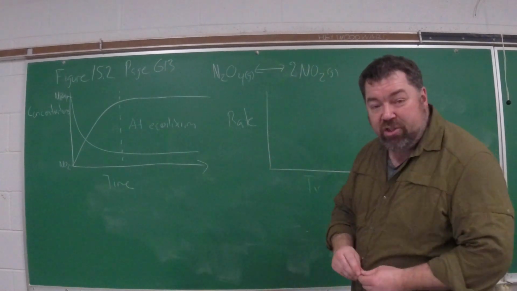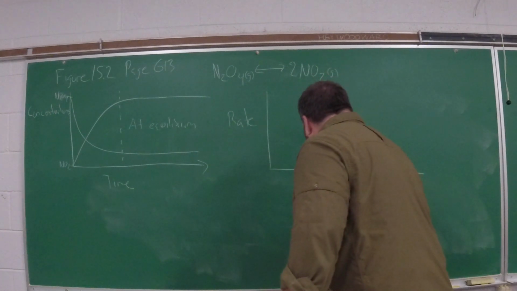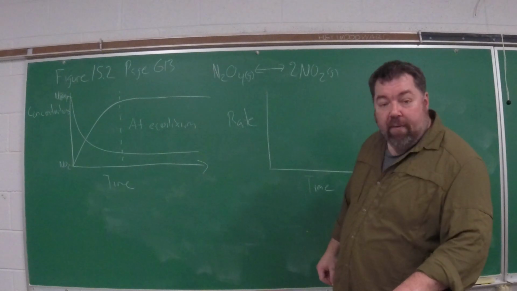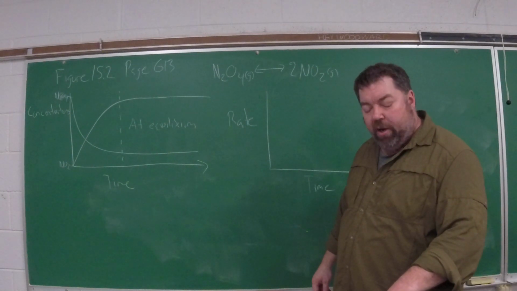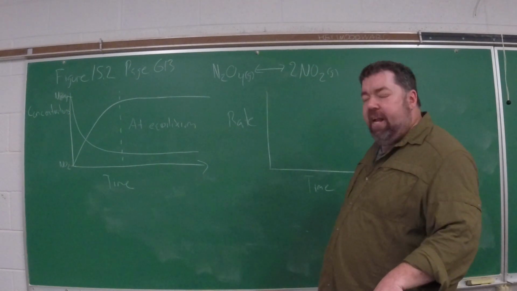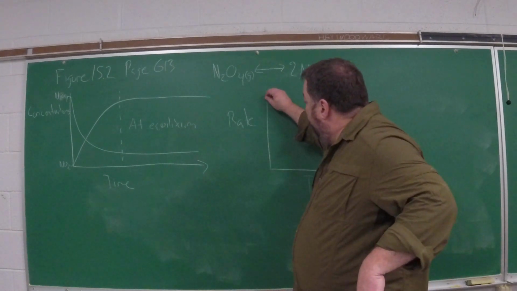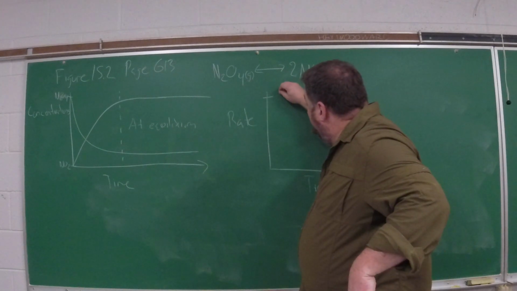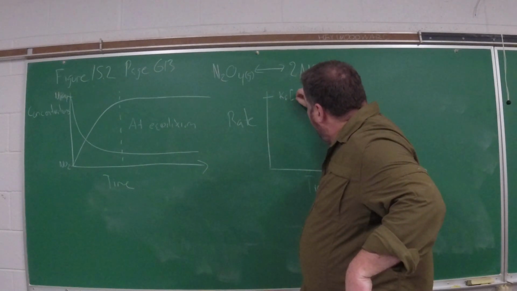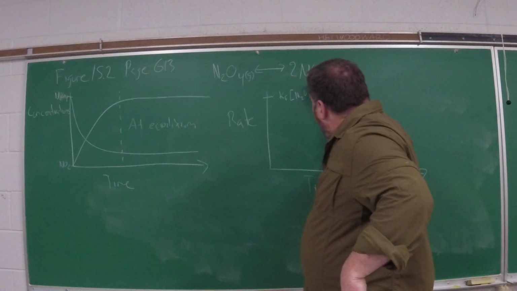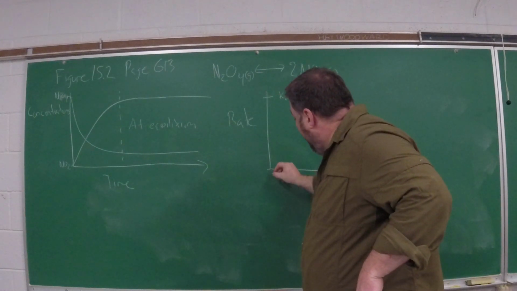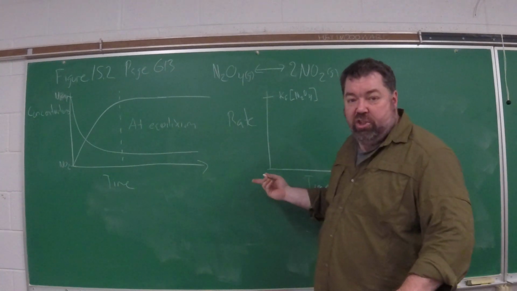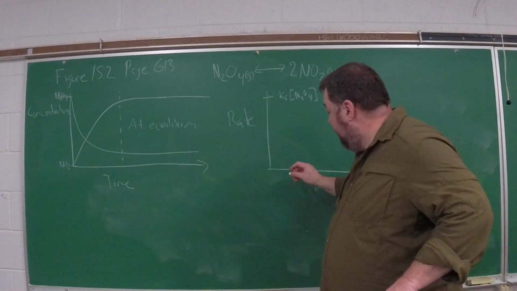Right? So again, at equilibrium, the two rates have to equal one another. So we're starting off with N2O4 only. So the rate at the beginning for N2O4 is high. The rate at the beginning for NO2 is actually 0. We don't have any. We're starting out.